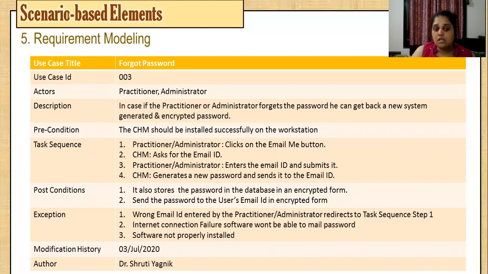Now exception. If the practitioner or administrator enters a wrong mail ID, then it redirects you to task sequence step number 1. That is, you again have to click on email me and it asks for a new email ID. The second time it asks for your email ID. Other exceptions are if the internet connection fails and if your software is not installed properly. Next are modification history and author name, as you already know.